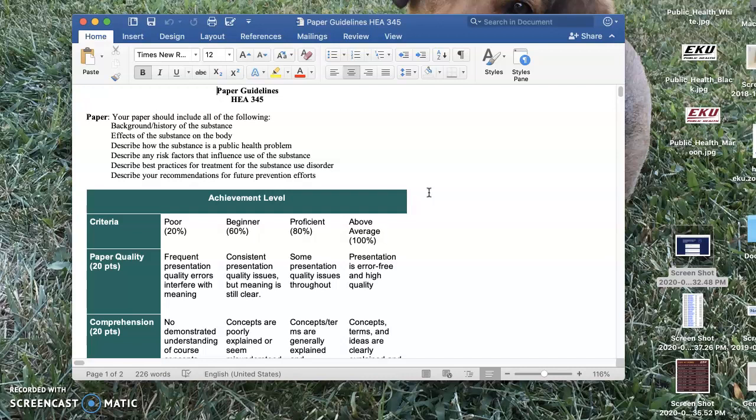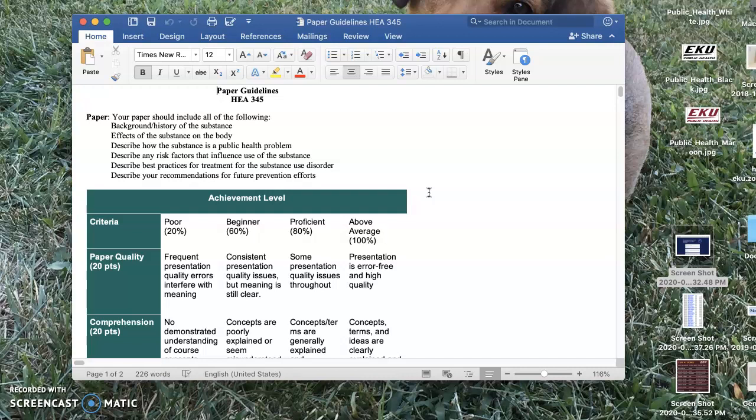Some of this information should come from your article reviews that you've been doing all semester. The rest you can gather from reputable sources, no use of Aunt Betty's backwoods blog or anything like that. But use CDC, NIH, SAMHSA, any kind of governmental website having to do with mental health or substance abuse should be fine.